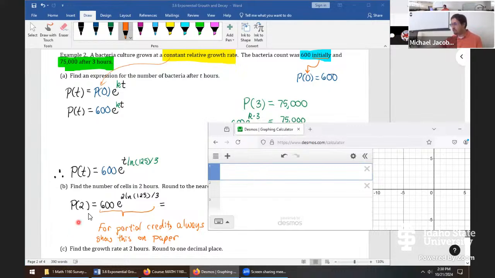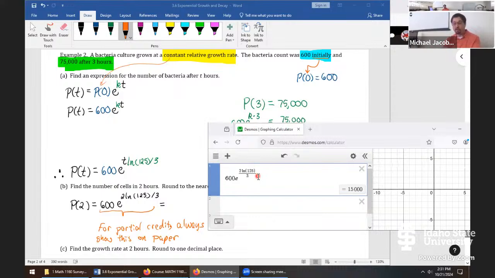So let's go left to right, 600. Then find your base e exponential, raise it to the power of 2 natural log, I guess I can't put a times there, or it drops me off the exponent, 125, divided by 3. Notice how this whole thing got smaller when we divided by 3. That means all of it's being considered as an exponent. And so that means this number is something we can trust. Looks like definitely it's a rigged problem, exactly 15,000 bacteria.